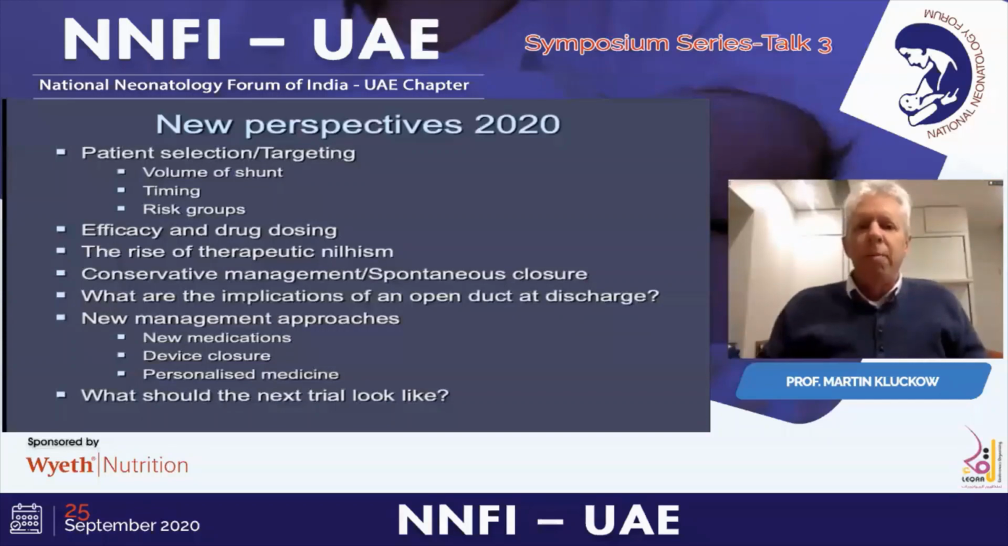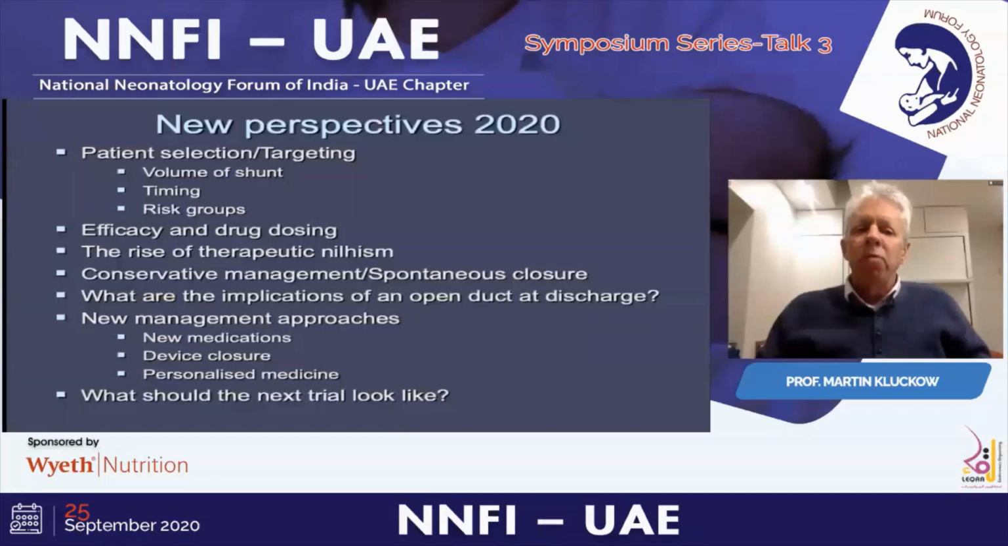Great, thank you. So some of the topics that I would like to cover over the next 40 to 45 minutes: patient selection and targeting, an important aspect as we move forward with management of the PDA. What do we use? Volume of shunt, the importance of the timing of treatment, what are some of the risk groups that we might be targeting. A little bit about efficacy and drug dosing and the importance of that in our decision making around PDA treatment.